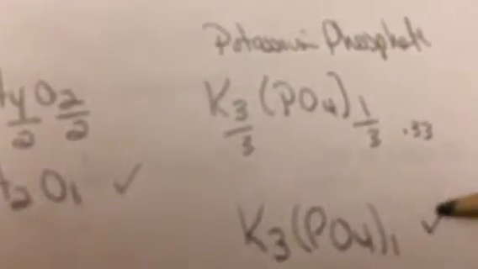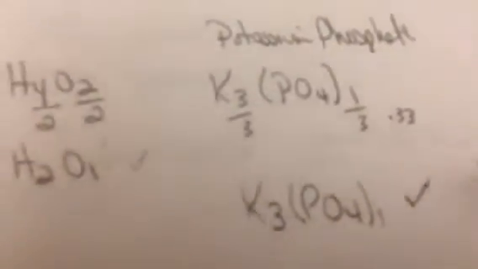Well, you can divide 2 by 2 to get 1. You can divide 4 by 2 to get 2. You end up with H2O, and you've got your empirical formula. The next is the potassium phosphate. You've got the K3, the PO4, 1. You can divide the 1 by 3, but you know that's not going to give you a whole number. So your K3PO4, 1 is your empirical formula for potassium phosphate.